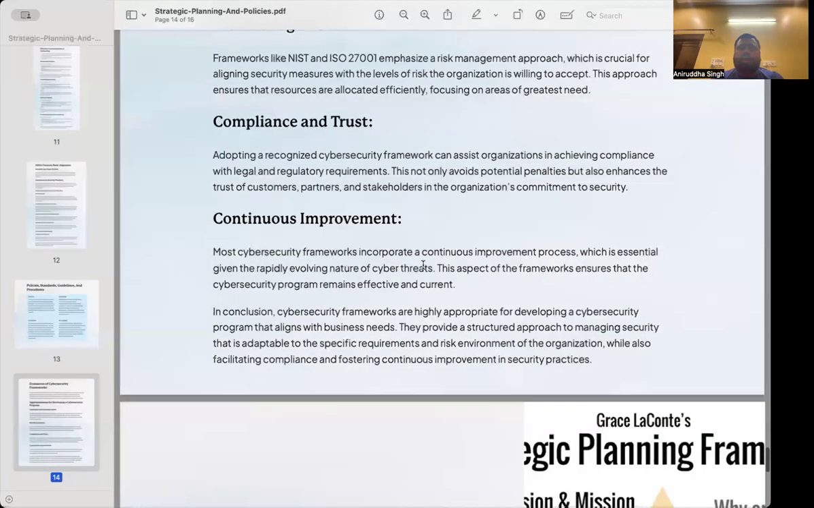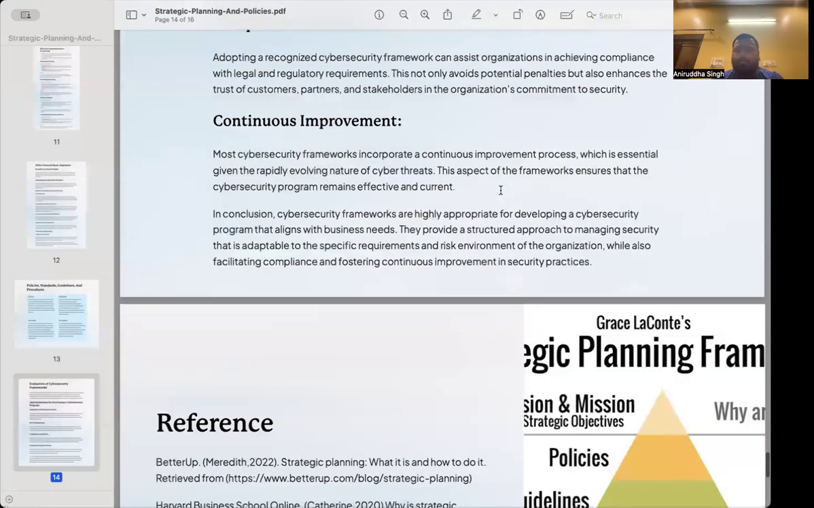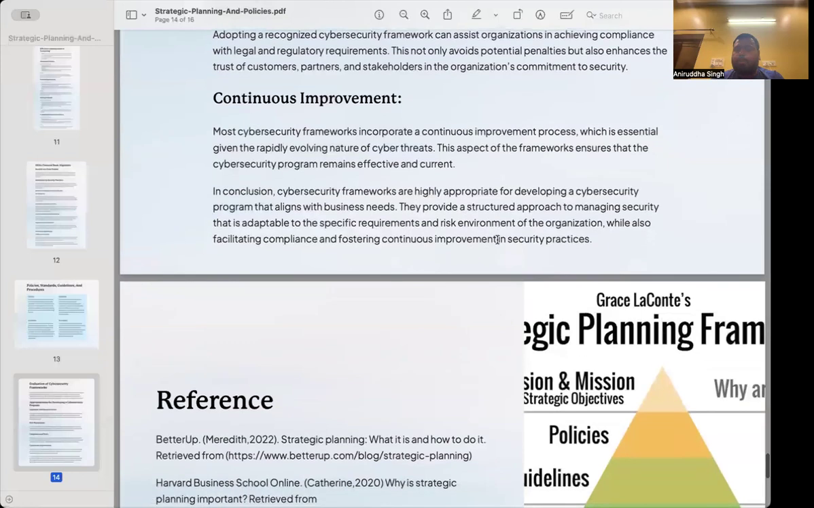Then we need to think of compliance and trust. So this not only avoids potential penalties, but also enhances the trust of customers. Continuous improvement: this aspect of the framework ensures that the cybersecurity program remains effective and current. They provide a structured approach to managing security that is adaptable to the specific requirements and risk environment of the organization, while also facilitating compliance and fostering continuous improvement in security practices.